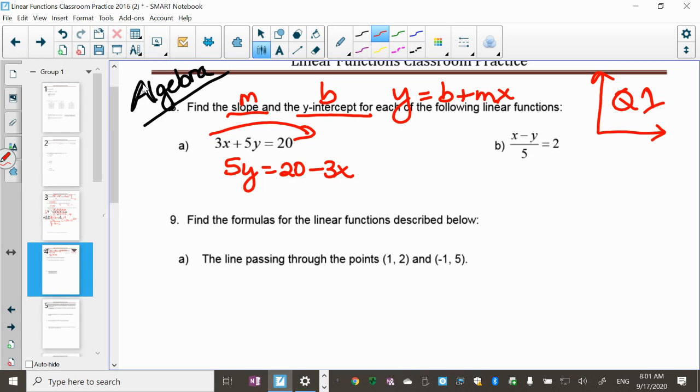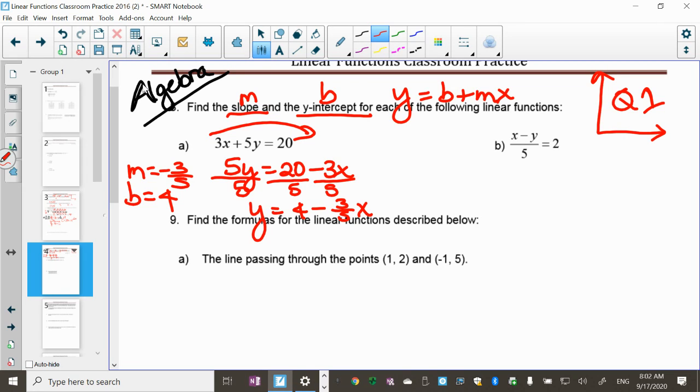Is the y by itself? It's hooked to a 5. How do I unhook it? Divide. Now, don't be lazy. I want you to divide each thing by 5. Okay, so now I have y equals 4 minus 3/5 x. Leave your slope in fraction form unless you're talking about money or something like that. So now, ready? What's my slope? Negative 3/5. What's my y-intercept? 4.